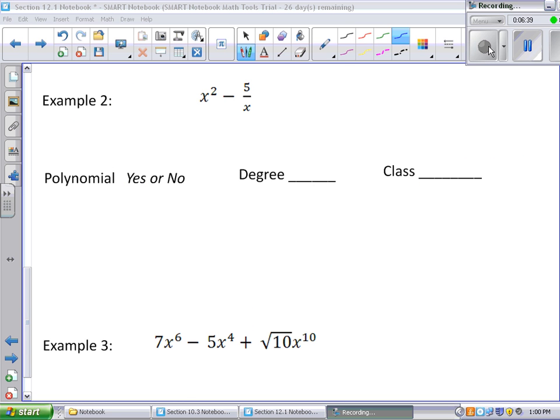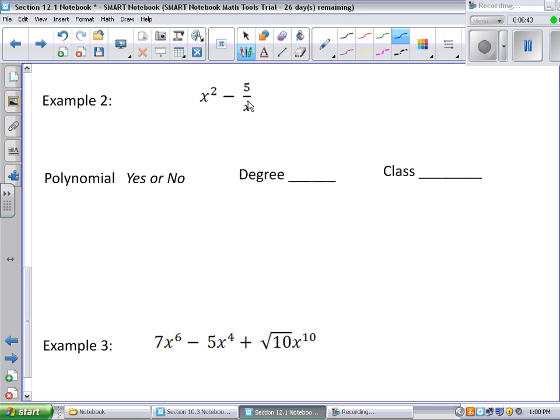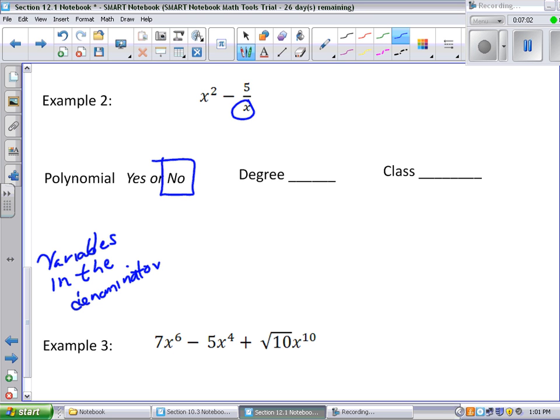This second example, x squared minus 5 over x, we cannot classify this as a polynomial. It is not a polynomial because it has variables in the denominator. It is not a polynomial.